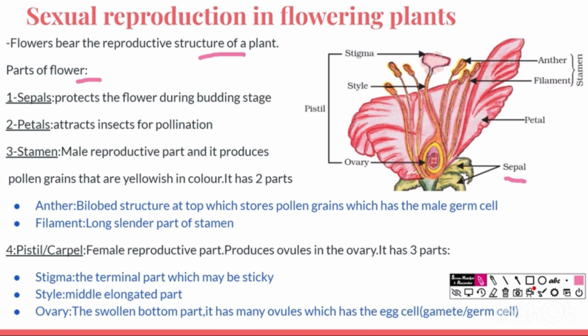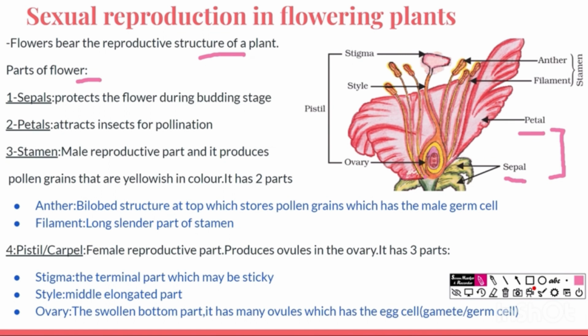Then after sepals we have the petals, which are colored leafy structures present on a flower. The function of these petals is to attract insects and pollinators for pollination. So this is the function of petals. Petals and sepals both are not reproductive parts; these are the accessory parts of a flower.